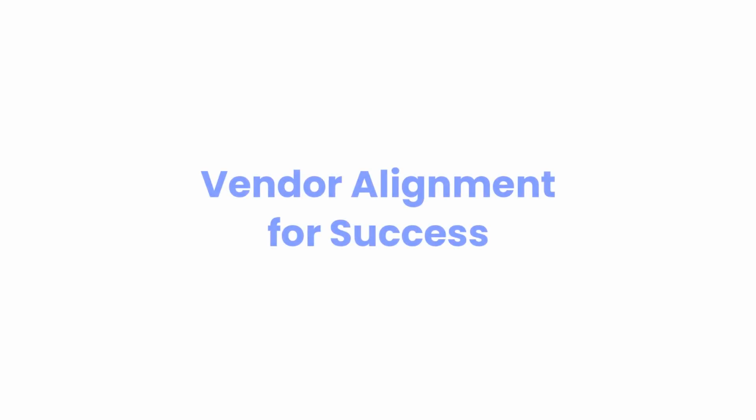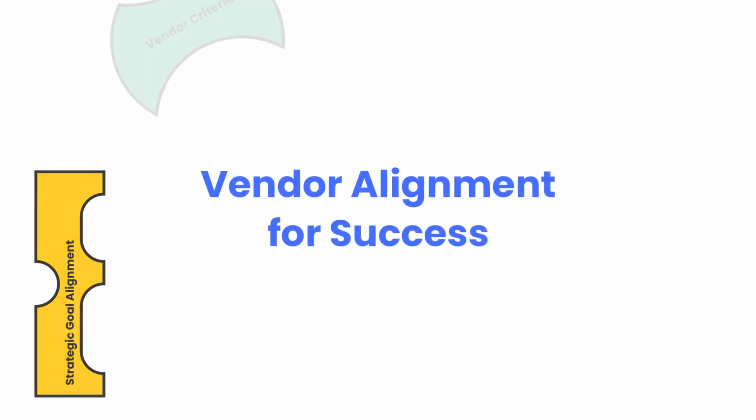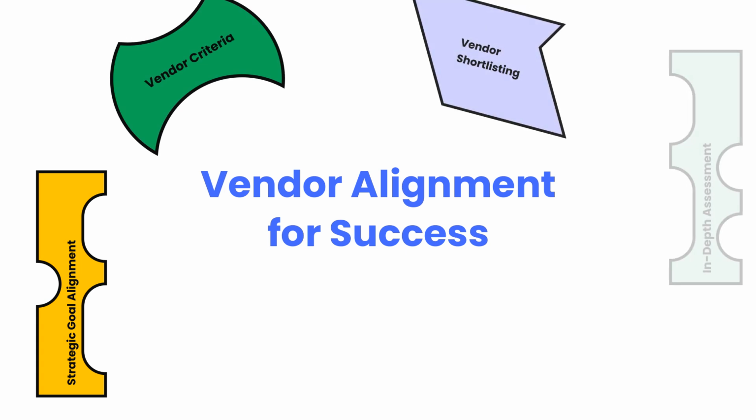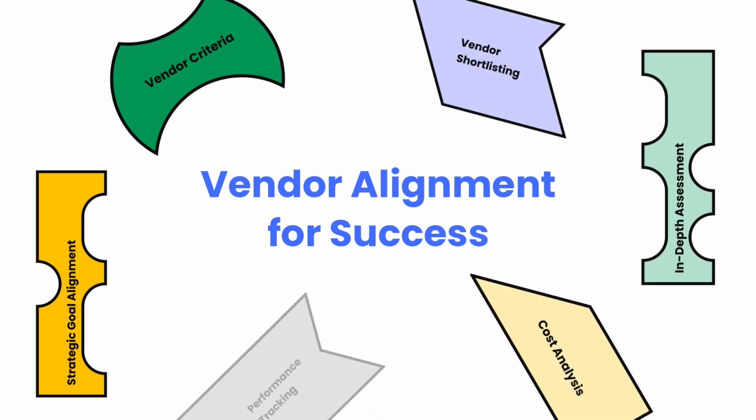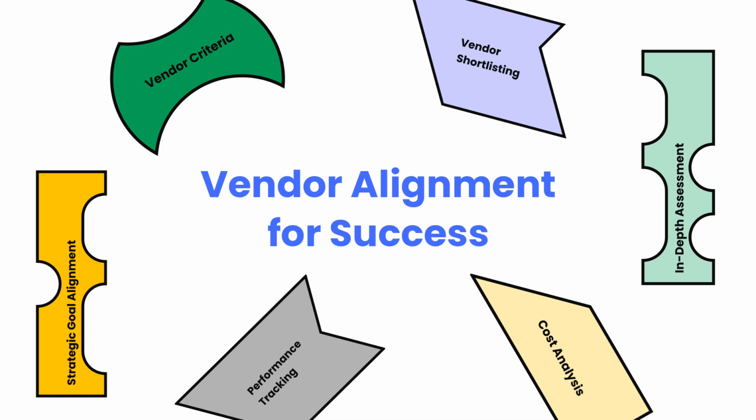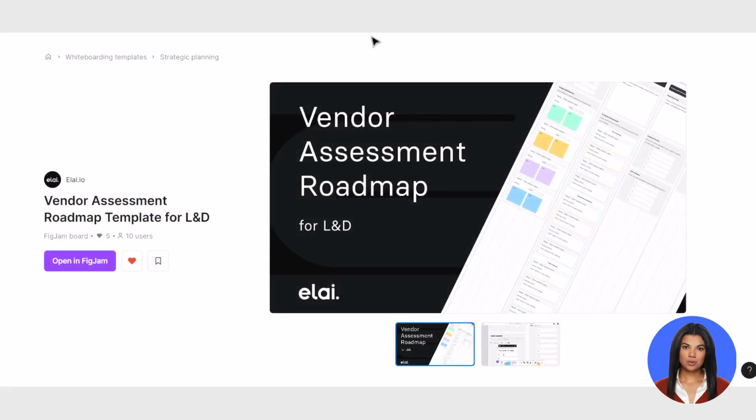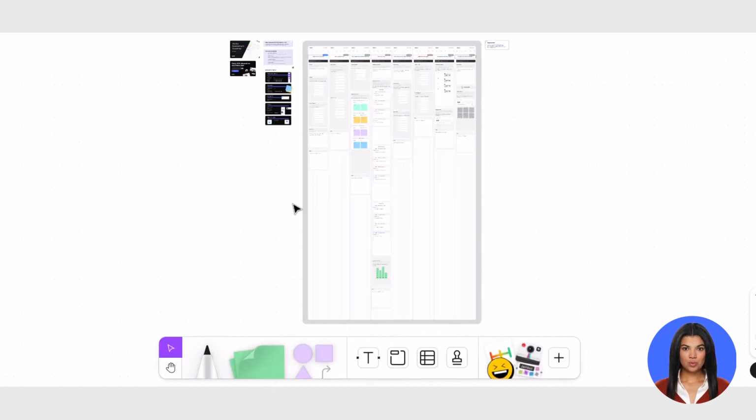In the context of L&D, using the Vendor Assessment Roadmap helps you align your vendor selection with your training goals and organizational objectives. Here's how you can use it effectively. Start by opening the Vendor Assessment Roadmap template in FigJam. This tool will help you manage and streamline your vendor selection process.